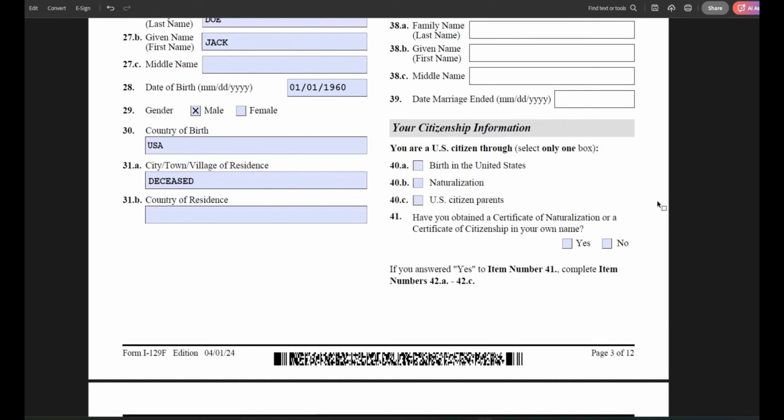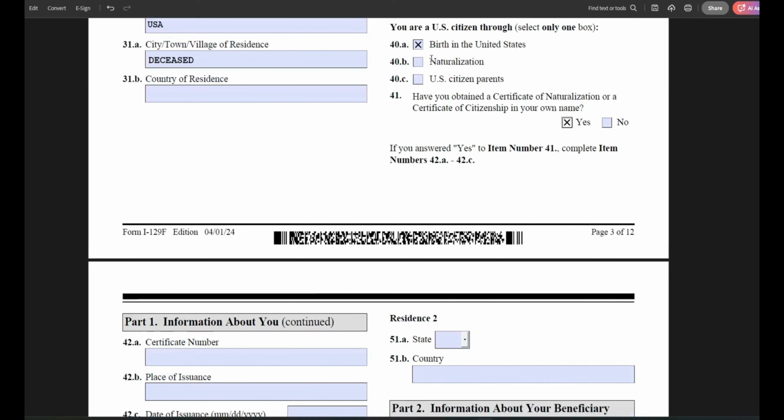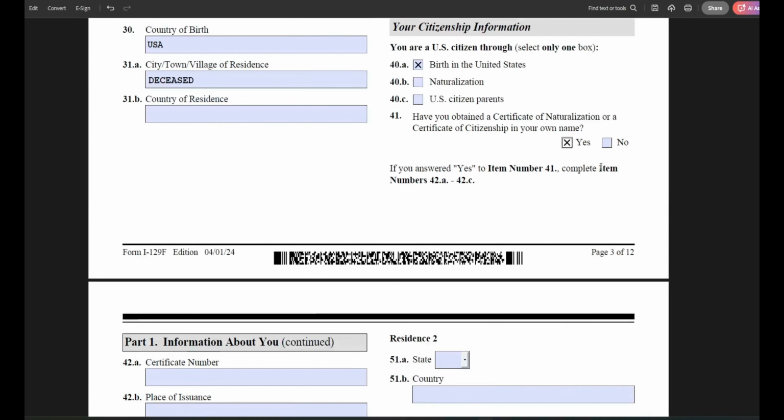Provide your citizenship information. Say we were born in the United States and we've never obtained a certificate of naturalization or citizenship. If we answer yes to this question, for example, if you naturalized, on the next page you will need to provide your certificate number, place, and date of issue.